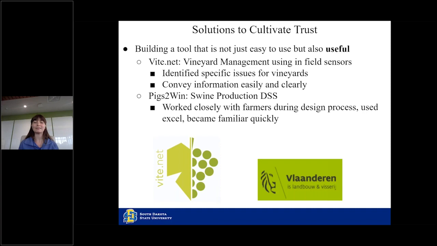Additionally, Pigs to Win is a swine production decision support system, and they worked very closely with the farmers during their building and their design process. A really good example of this is that when they first started building their software, they were using a completely different software system. And the farmers indicated to the developers that they all use Excel, and Excel is really easy for them to use and they're more familiar with it. And so because of that input, the developers switched their system to Excel as that base software to use, which helped the farmers to become more familiar with that system more quickly. And it also really built that trust with the system.